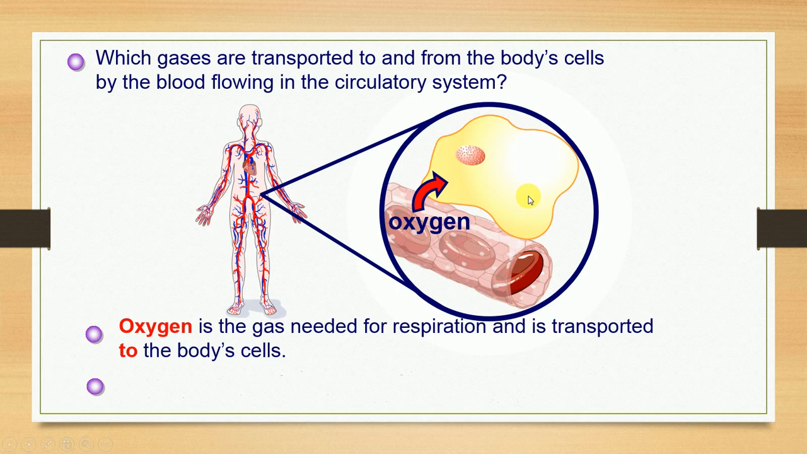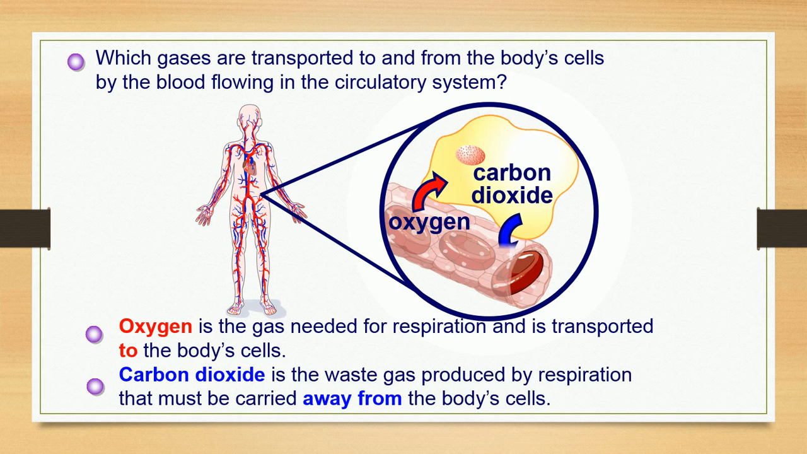What is the waste product? The waste product is carbon dioxide, and it has to be excreted from the body. So it will diffuse out from the cell into the blood vessel, and from this blood vessel it will be taken to the gas exchange surface, where it will be excreted out of the body. This is the main example for the absorption of oxygen and removal of carbon dioxide in respiration.